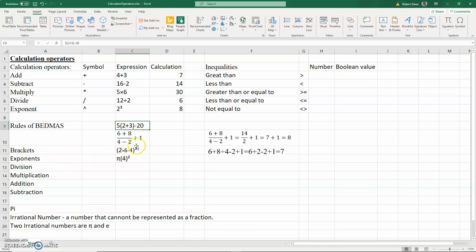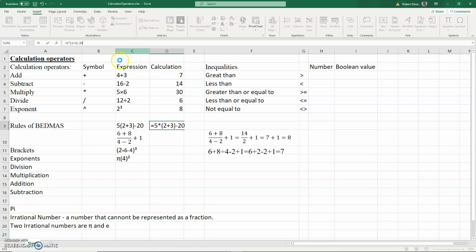So how would we end up doing an expression like this? Well, we start with an equal sign. Equal to 5, and even though we don't see it, there's multiplication happening between the 5 and the brackets, times 2 plus 3 minus 20. What I would encourage you to do is try and figure out what this will be before we press enter. What will the value actually be?